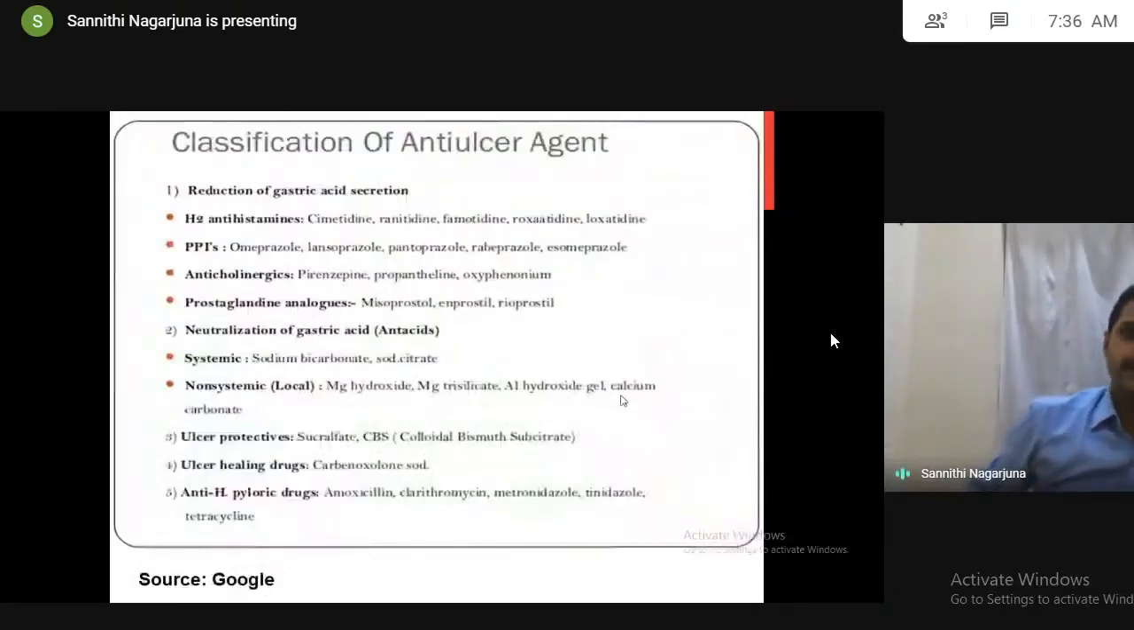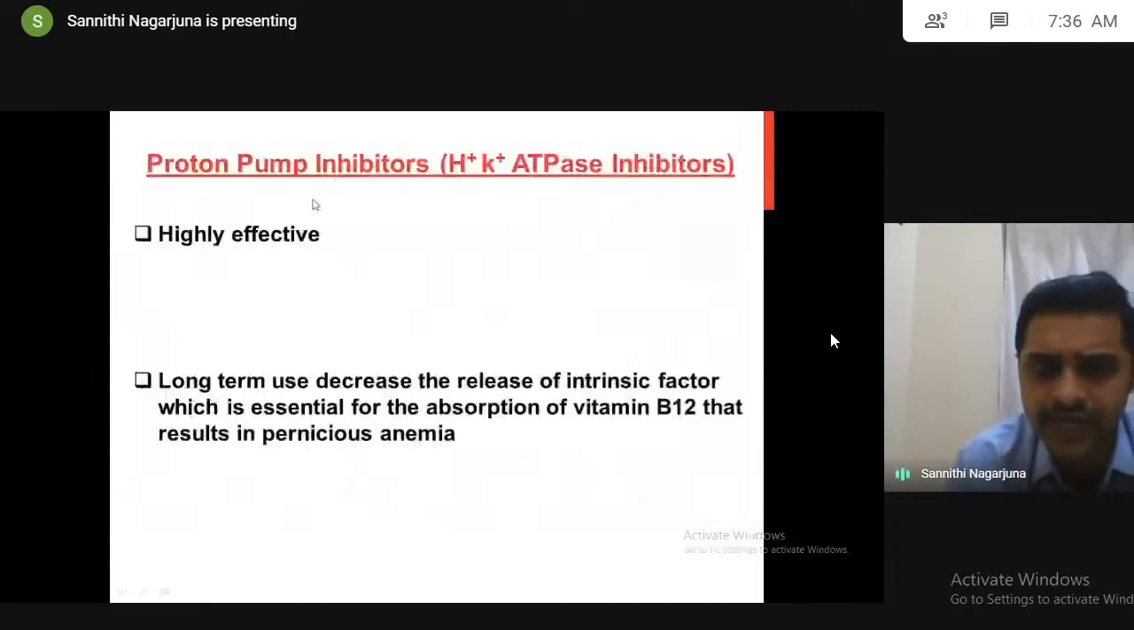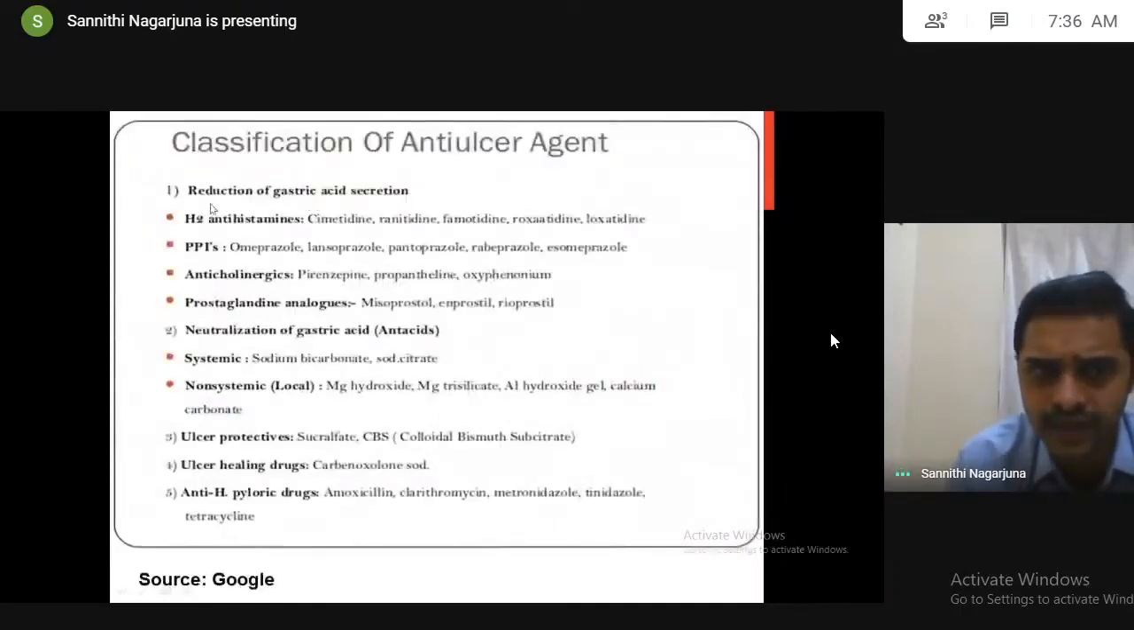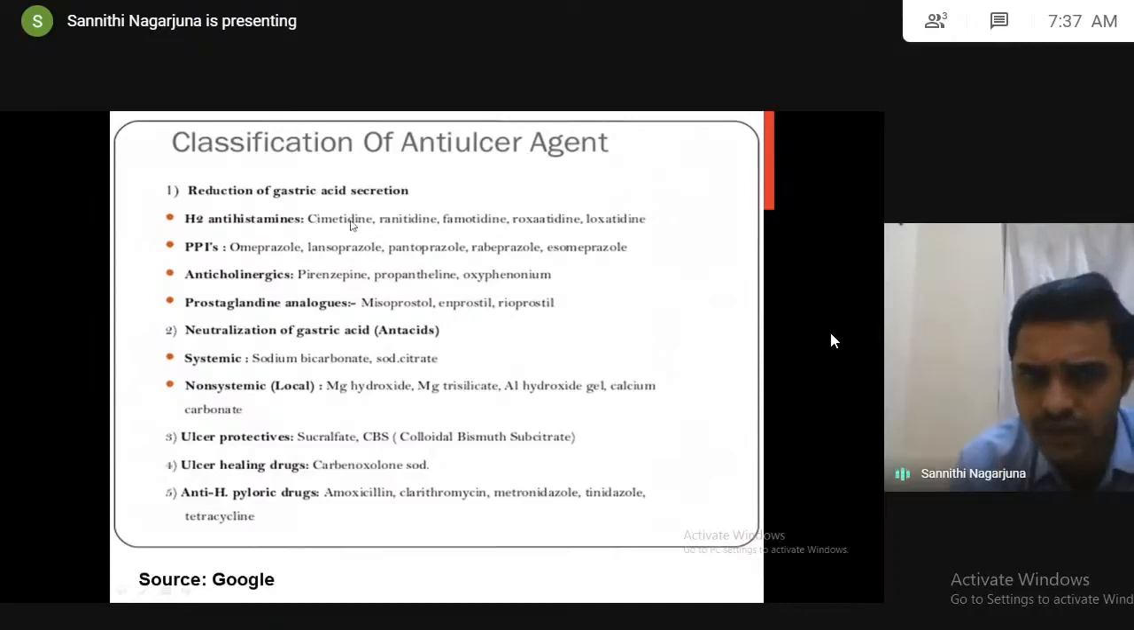So based on this, if you see here, they mentioned the classification of anti-ulcer drugs. The first one is the drugs which reduce the acid secretion. The first is, see here, as usual, antihistamines, especially H2 receptor blockers. Those are, as you know, cimetidine, ranitidine, famotidine, loxatidine and roxatidine.